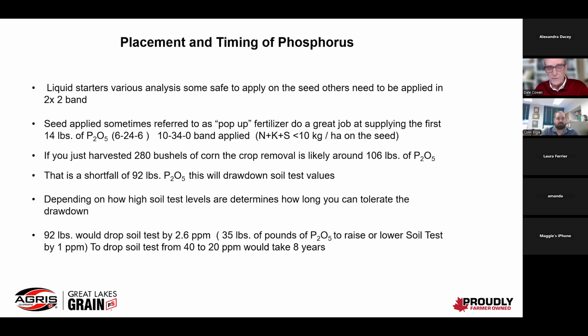Some of the products we know, like 6-24-6. There's some 10-34-0 liquid out there, not really suitable to put on the seed unless you use extremely low rates. So often that is put on in a 2x2 band.